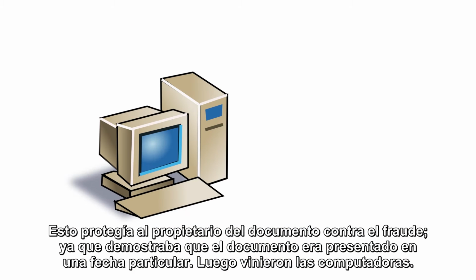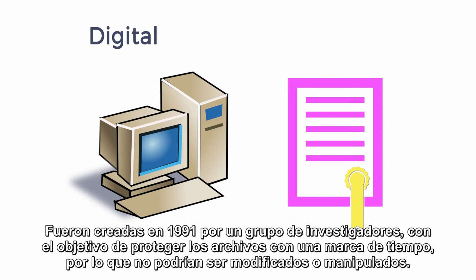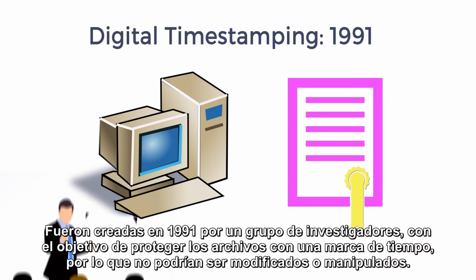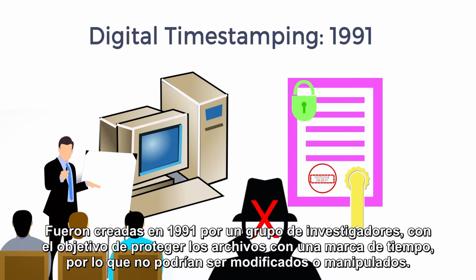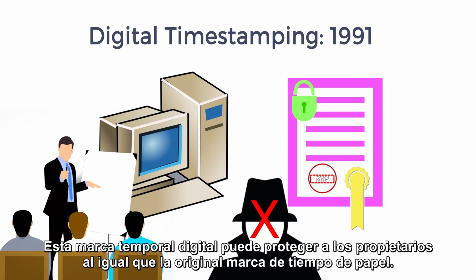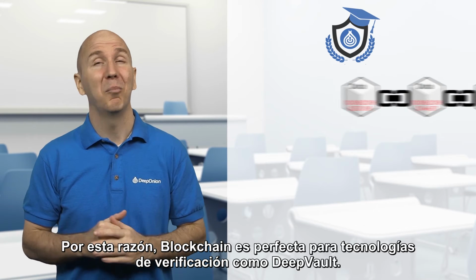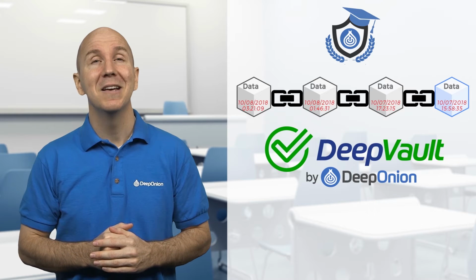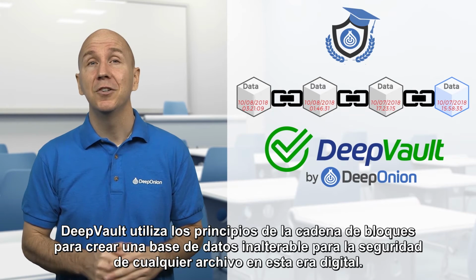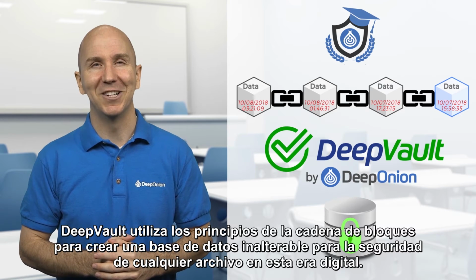Then came computers. Timestamping is used as well for digital files. It was created in 1991 by a group of researchers with a goal to protect files with a timestamp, so they could not be backdated or tampered with. This digital timestamp can protect the owners just like the original paper timestamp could. For this reason, blockchain is perfect for verification technologies like DeepVault. DeepVault uses blockchain principles to create an immutable database for the security of any file in this digital age.